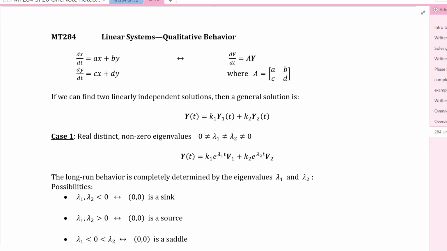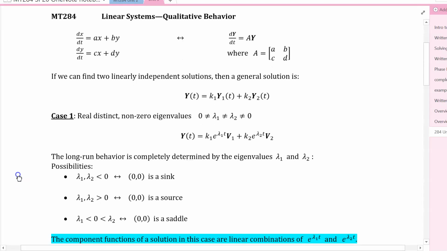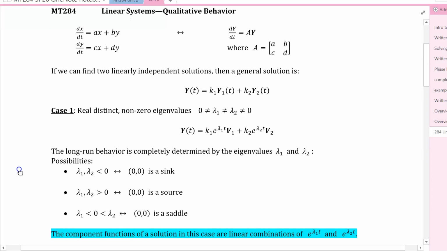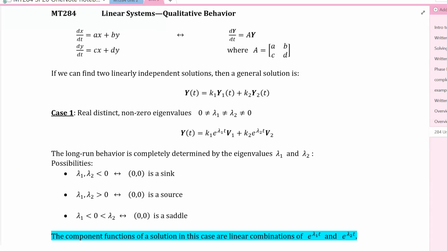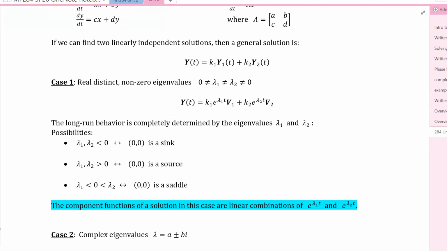So in the final video, I want to look at just a quick overview once again of each case. This is going to be a condensed discussion for each case of our linear systems, our homogeneous linear systems with constant coefficients. All right, so case 1, distinct non-zero eigenvalues.